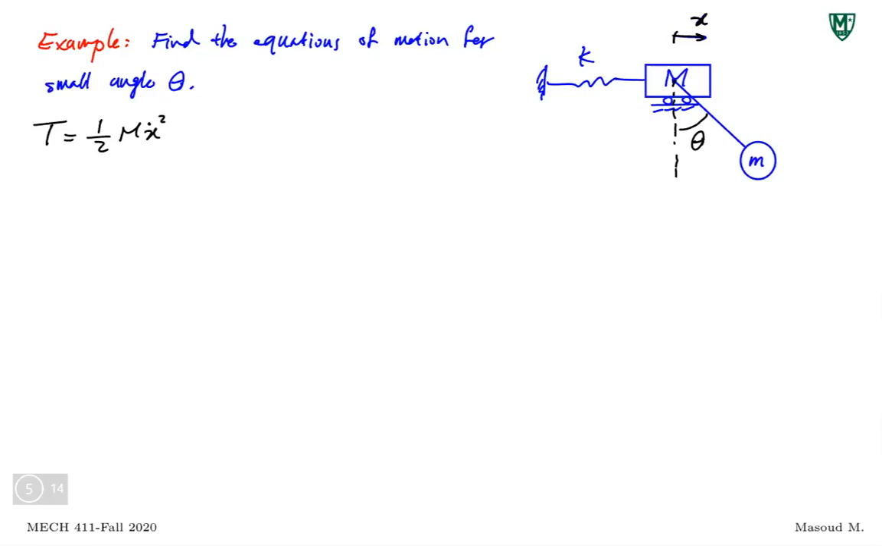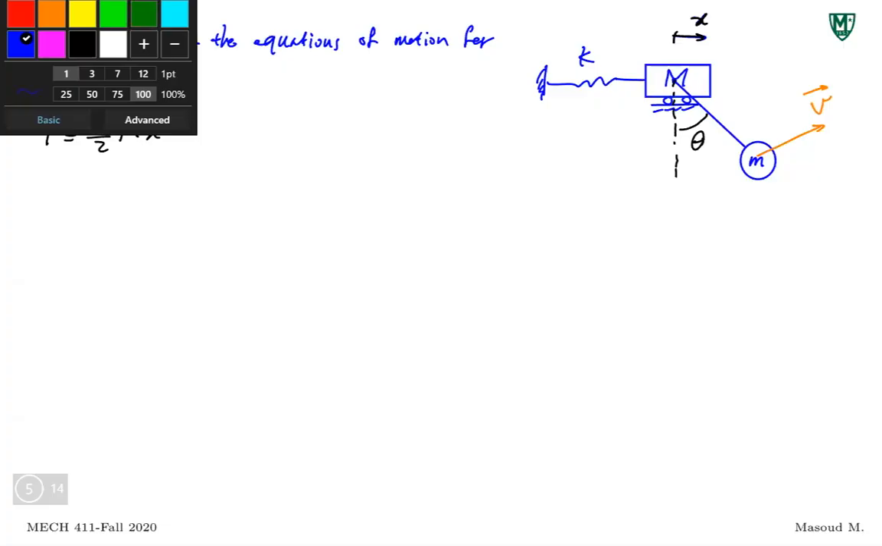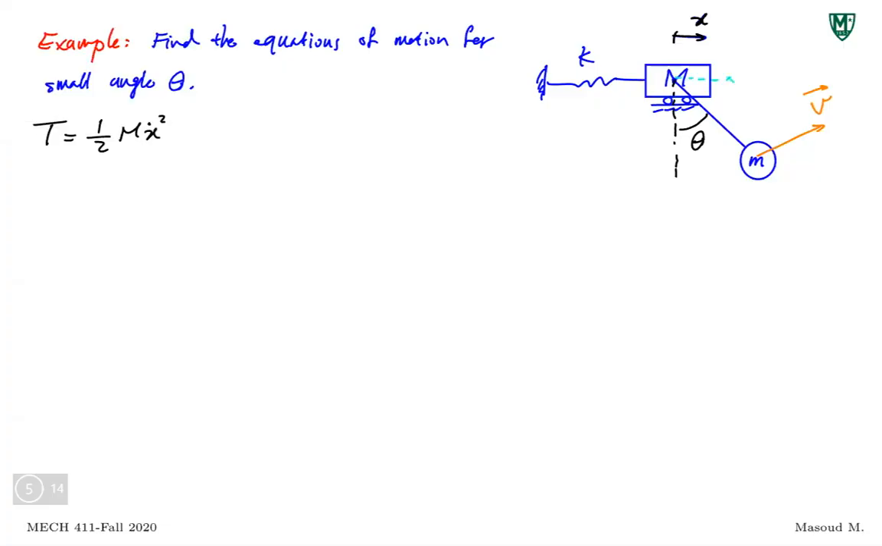If I look at it as a translational system and I want to find its velocity, it has some velocity, vector v. Now, depending on how much you remember from dynamics, if we have a reference frame there, we say v is equal to x dot, the velocity of the cart, plus L theta dot, where this length is L.